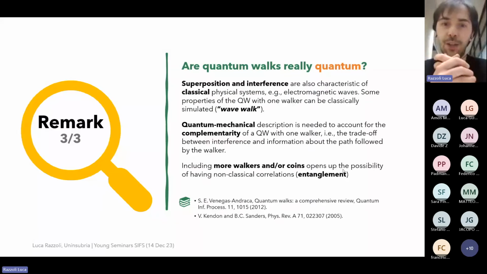About the quantumness, well, superposition and interference are not specific of a quantum system. So we may simulate some properties of a single quantum walker by means of a classical physical system. However, a quantum mechanical description is needed to account for the complementarity of the single quantum walker, I mean the wave-particle duality. Moreover, if we include more walkers and coins, we can have entanglement, so non-classical correlations in the system.